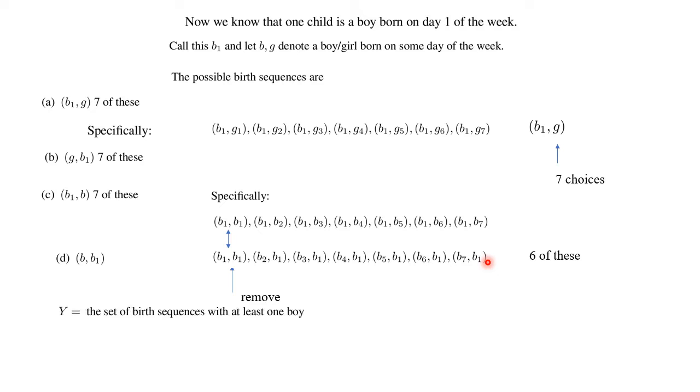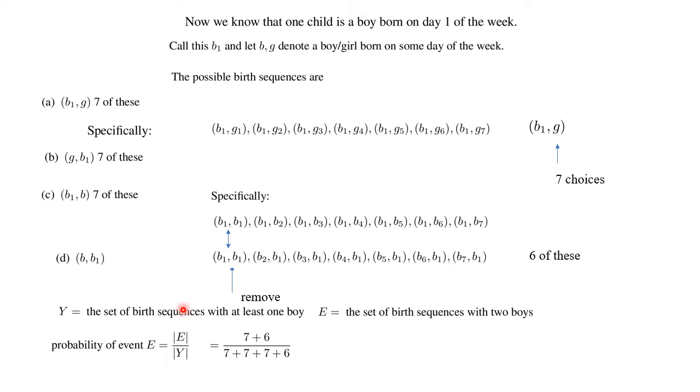Now let's tot these up. Let's do our calculation. If Y is the set of all possible birth sequences where there is at least 1 boy, and E is the event that there are 2 boys, then the probability of this event is the number of elements in E over the number of elements in Y. How many in E? Well, there's these 7 plus 6 of them. 7 here, 6 here. How many in total? 7, 7, 7, 6. So the probability is 13 over 27.